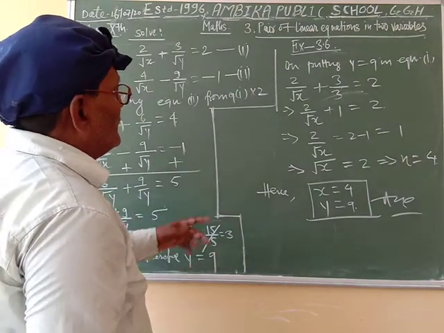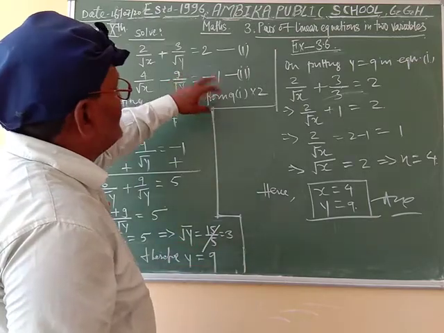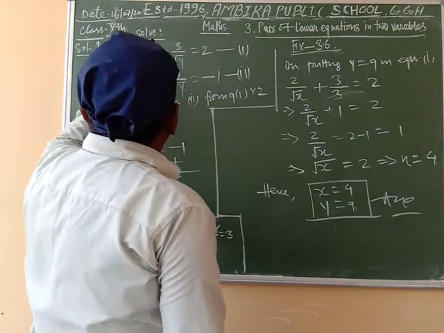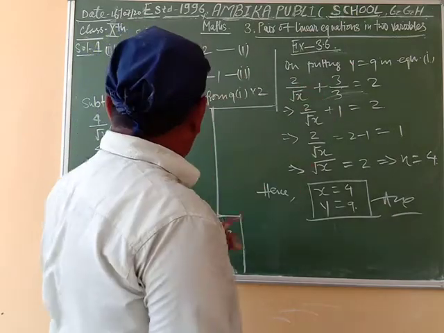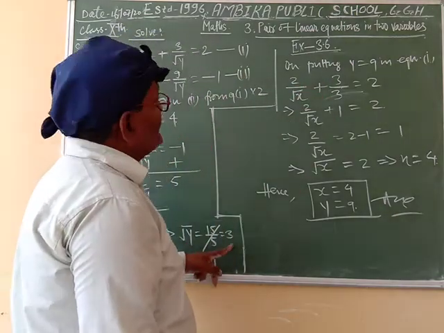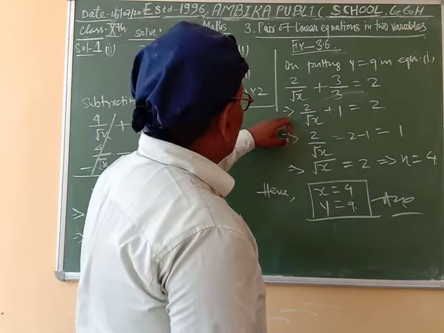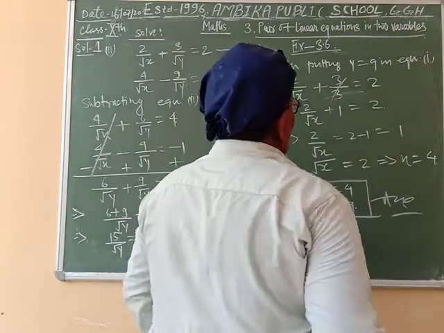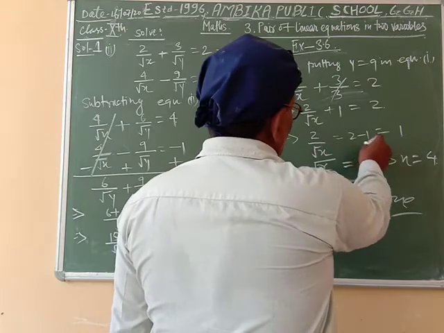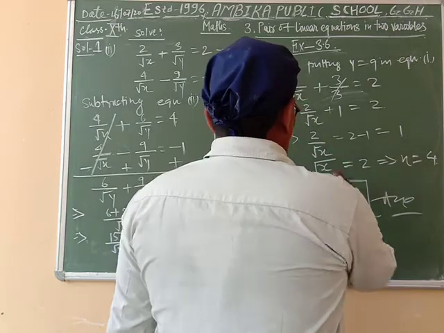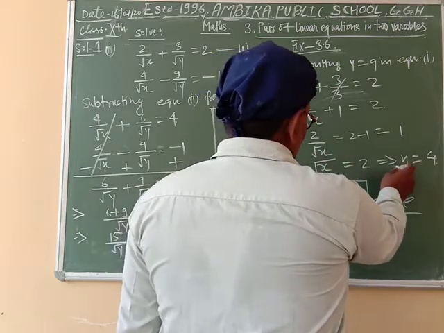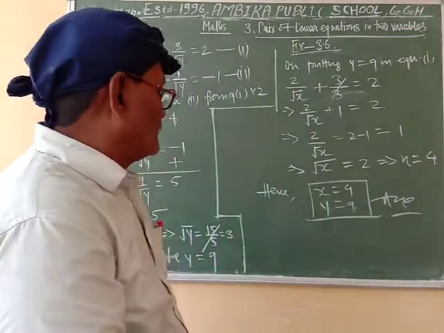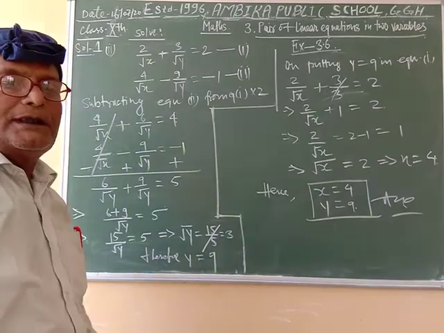On putting y is equal to 9 in equation number 1, 2 by root x plus 3 by root y, value of root y is equal to 3, is equal to 2. 2 by root x plus 1 is equal to 2. 2 by root x is equal to 2 minus 1 equals 1. Root x is equal to 2. Therefore, x is equal to 4. Hence, the value of x is equal to 4 and y is equal to 9.